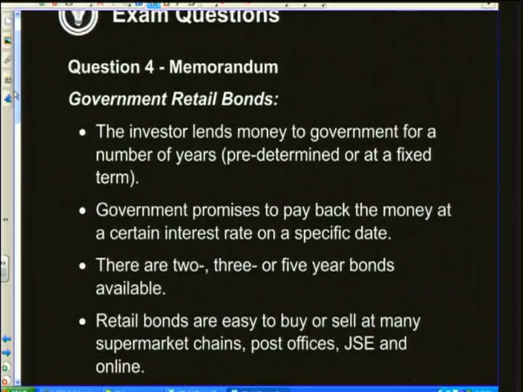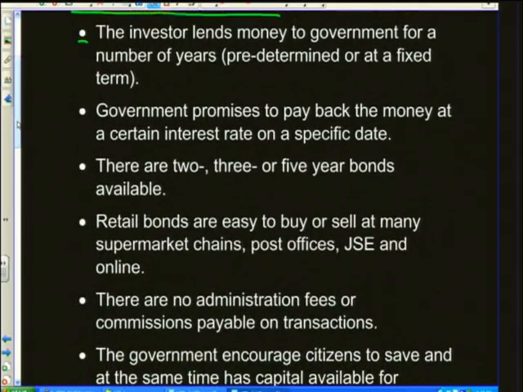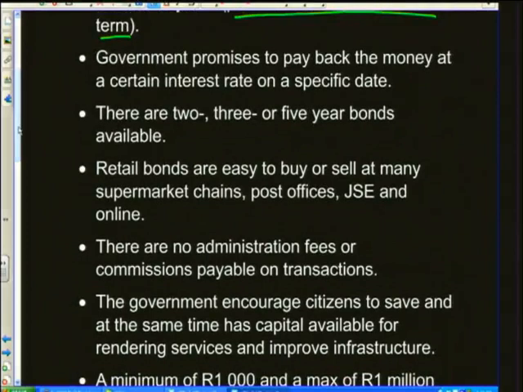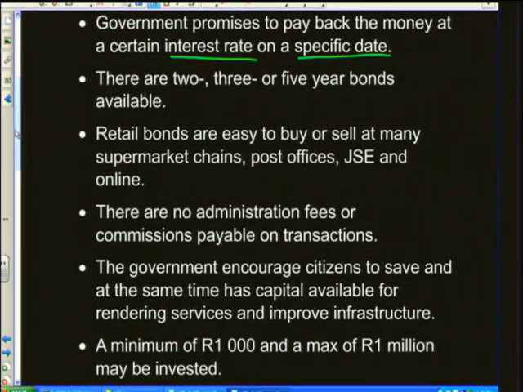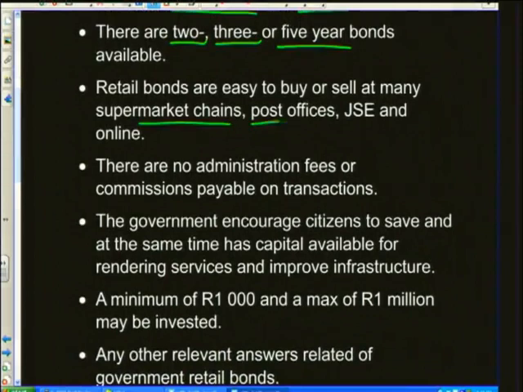Okay, so the next thing that we're going to go on to is our government retail bonds. Once again, guys, underline your heading, leave a line there and use bullet points. The investor lends money to the government for a number of years, and it's predetermined, at a fixed term rate. The government promises to pay back the money at a certain interest rate on a specific date. There are 2, 3, or 5 year bonds available. Retail bonds are easy to buy or sell at many supermarket chains, post offices, the JSE, and online.